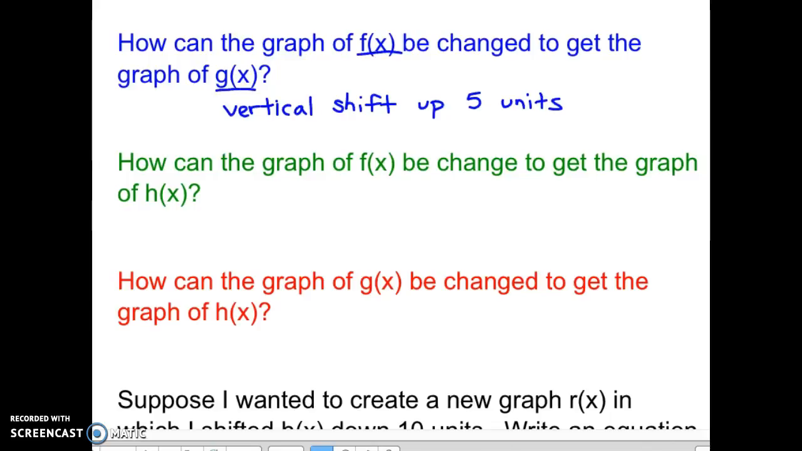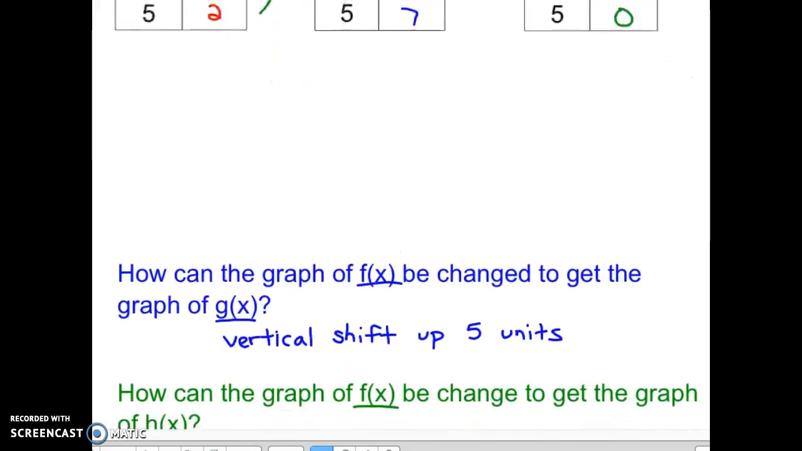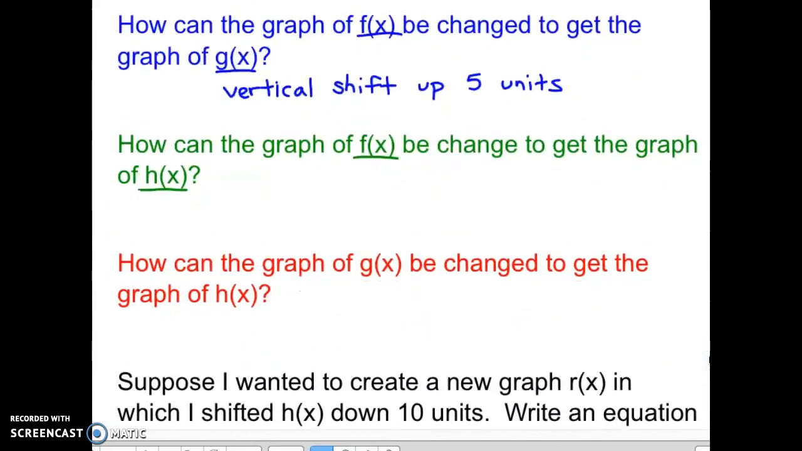Okay, the second question, how can the graph of f of x be changed to get the graph of h of x? So let's go back up. So f of x again is at the beginning, and if you look at h of x, you subtracted 2. So what do you think you did? You vertically shifted f of x down 2 units. So you had a vertical shift down 2 units.